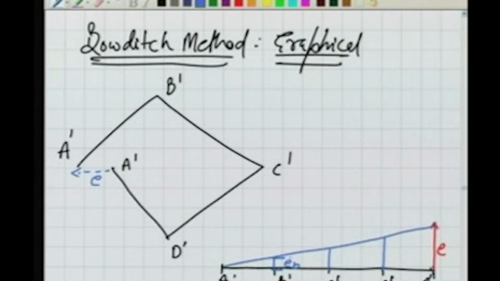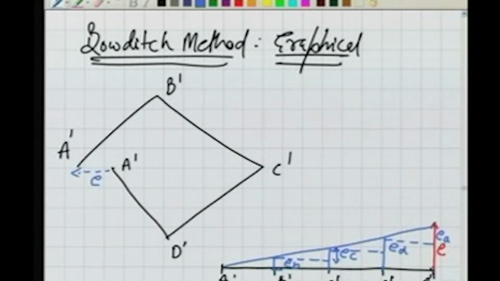Now, the correction at C dash is EC, the correction at D dash is ED, and the correction at A dash is EA.